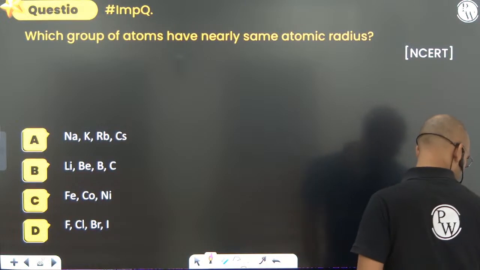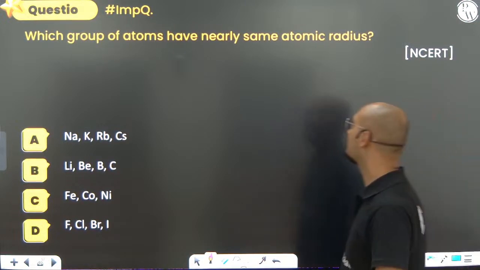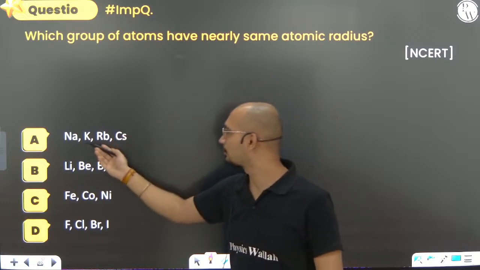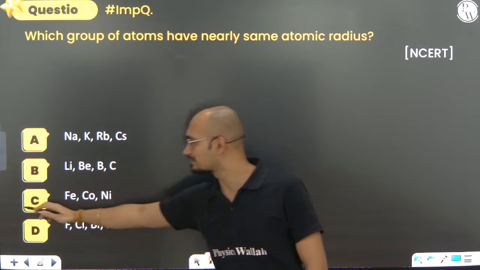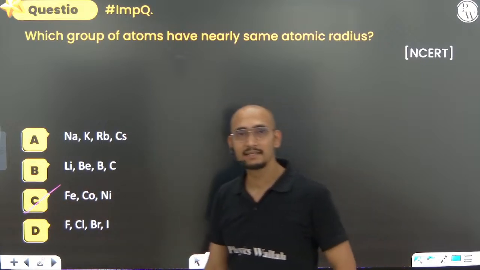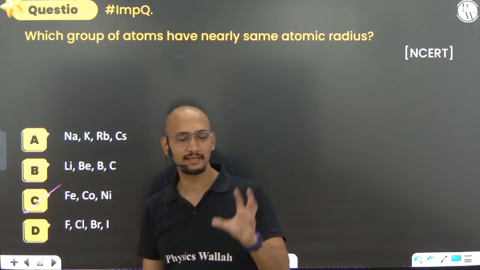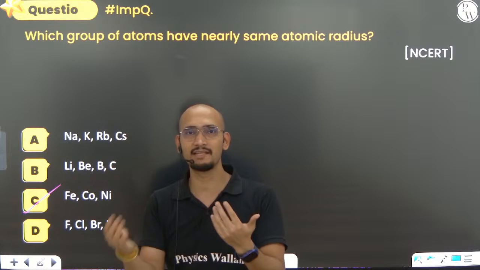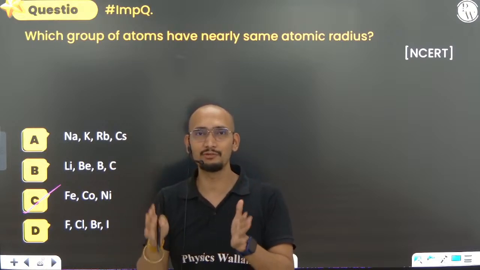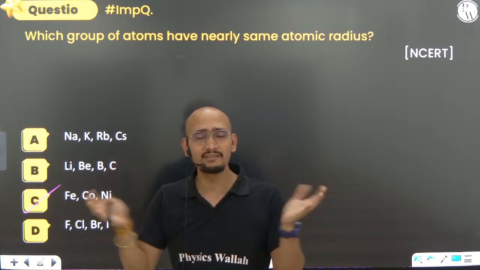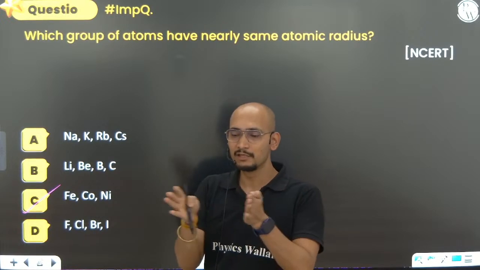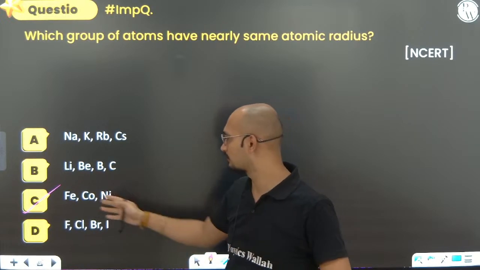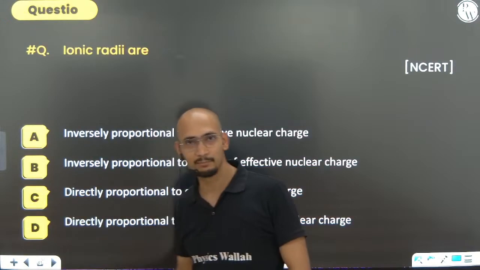Not a big deal. Which group of atoms has nearly the same atomic radius? Sodium, potassium, rubidium, cesium, no. Lithium, beryllium, boron, carbon, no. Fe, Co, Ni, yes. In Fe, Co and Ni, what we see is that the nuclear charge is increasing, so the size decreases, but at the same time, due to the poor shielding of d electrons, the size also increases. So there is a tussle, or competition, between both of them, and in Fe, Co, Ni both manage to be almost close to each other. So that's why their size remains almost the same.